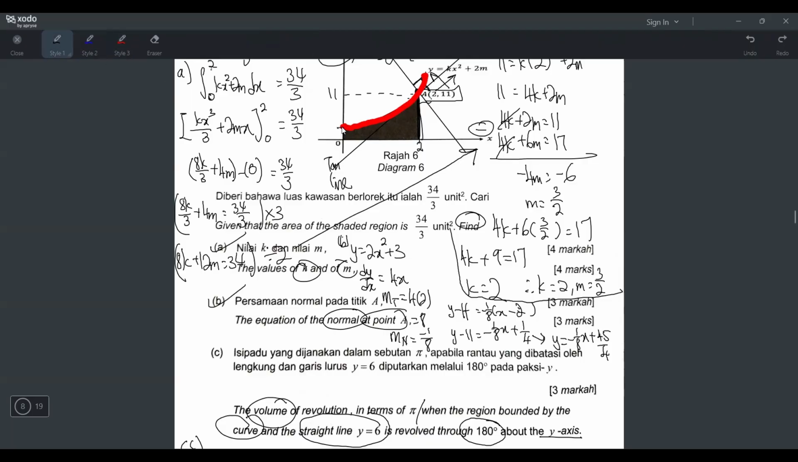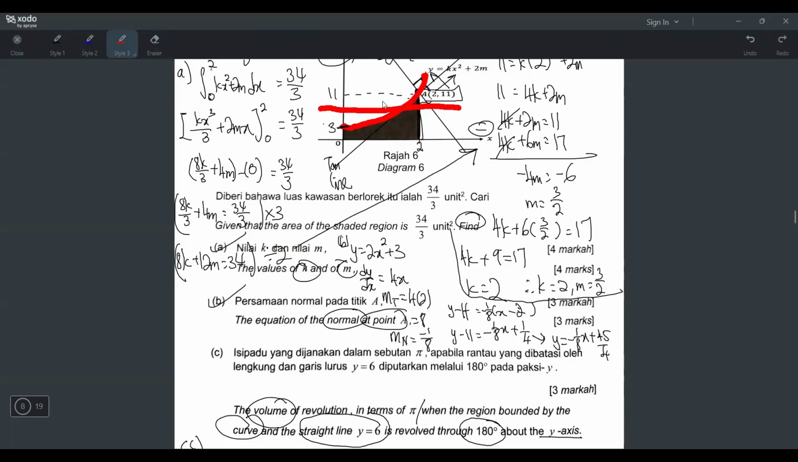This one we can actually find, because this is the y-intercept of the curve, right? And do you remember the curve equation is 2x squared plus 3? That means the y-intercept should be 3. And so 6 will be somewhere in between here. So let's just draw a y equals 6 line. And they ask you to find the region bounded by the curve and the straight line y equals 6.